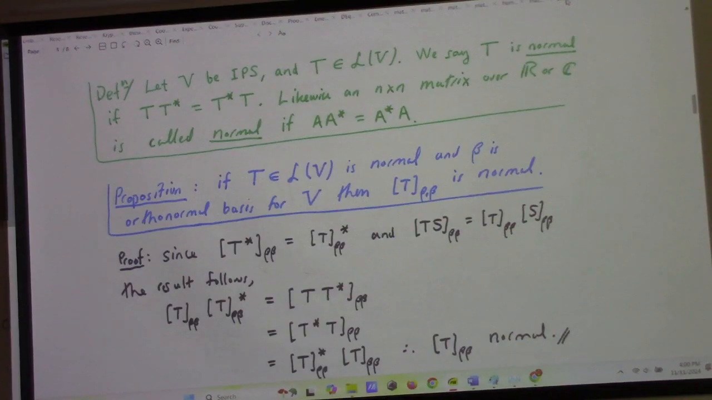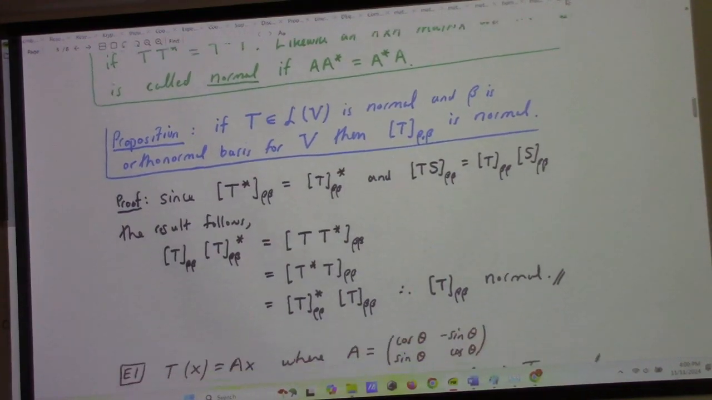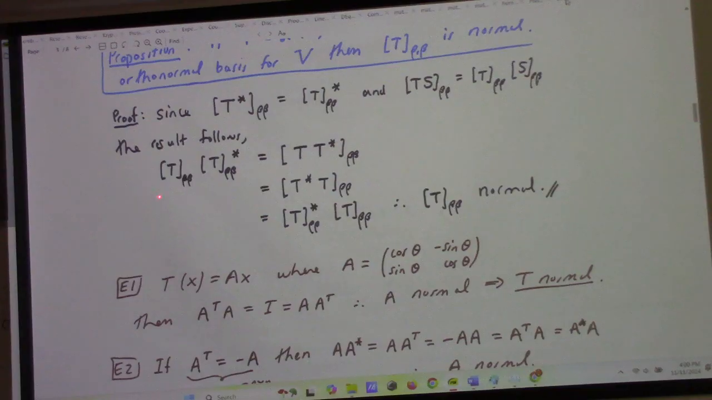These things we know. So if you look at the product of the matrices of T with T star, you get the matrix of T T star. And then if T is normal, I can trade that for T star T, which then, undoing what I just did, gives me back the matrix of T star times the matrix of T. Therefore, the matrix is normal. Great.